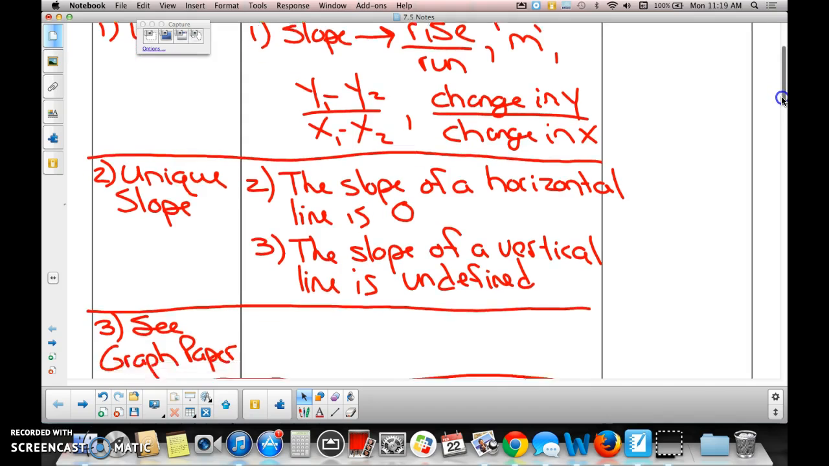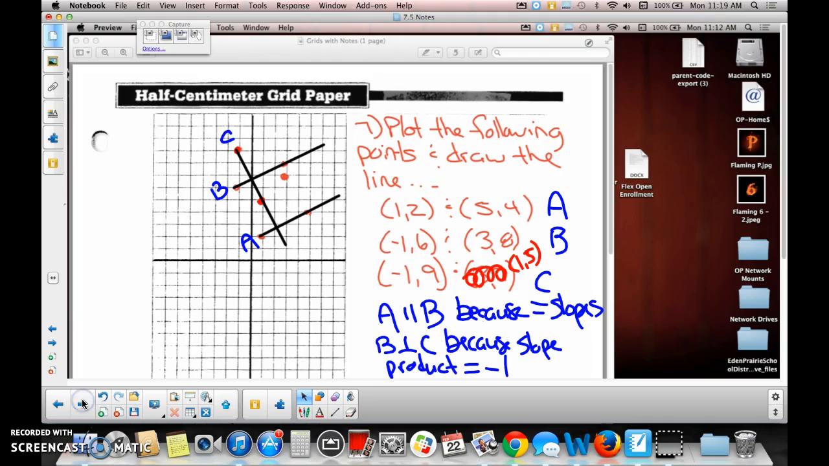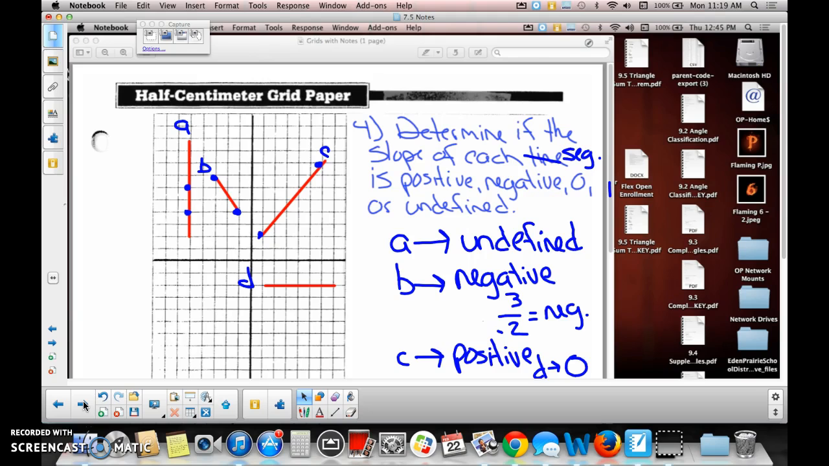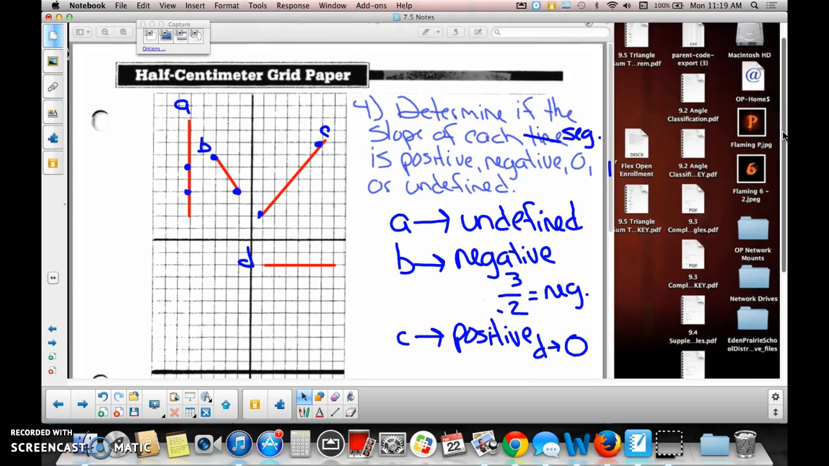When we go to number 3, Matthew, can you explain why A, B, C, and D are defined as how they're defined? And by the way, D is down here. We were running out of room. Go, Matthew. Okay, so D is a horizontal line, so it has to be 0. A is a vertical line, so it's undefined. B is a negative because you go down and then you go over, so it's a negative slope. So we're talking about slope on all of these, right? Okay. And then C is a positive slope because you have to go over and up.